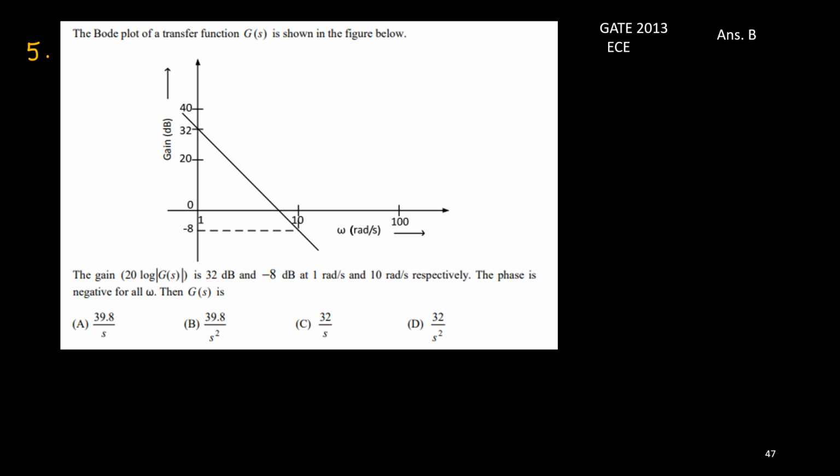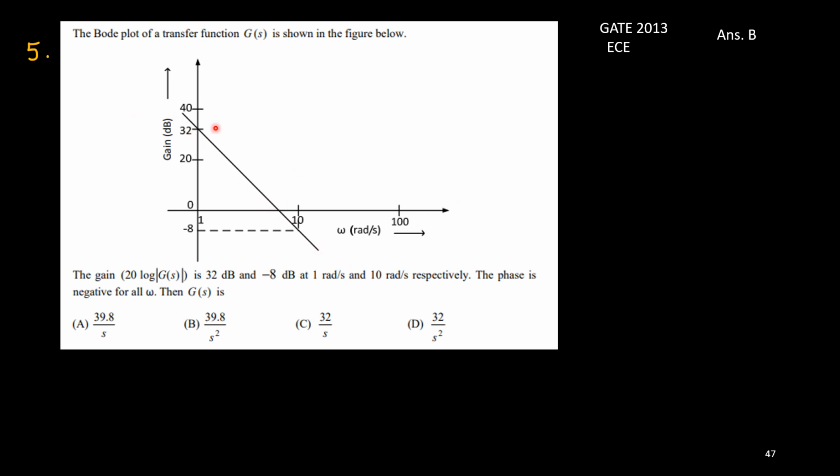Now we are moving to the last problem, this one. This is taken from the GATE 2013 ECE paper. Now in this figure, again a Bode plot is provided, and from that we need to find out the transfer function G(s). Now look at this figure.